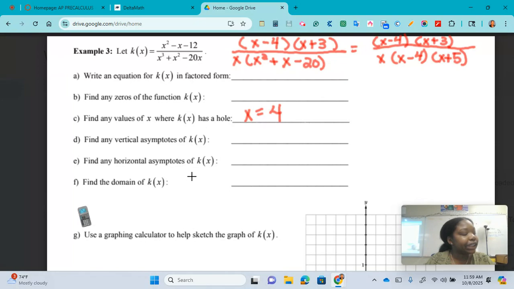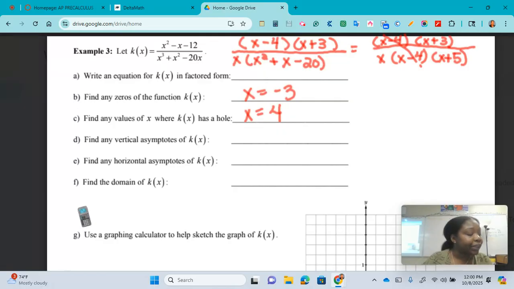Do we have any zeros? When we talk about zeros, we're not talking about vertical asymptotes. Vertical asymptotes are when we have a zero in the denominator. As far as a zero, we're talking about a zero in the numerator that doesn't cancel out with the denominator. Negative 3, because we canceled the other factor out and we got a 0 up here for this x plus 3. All right?